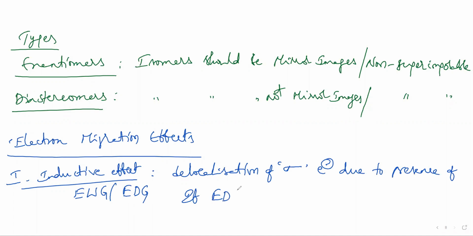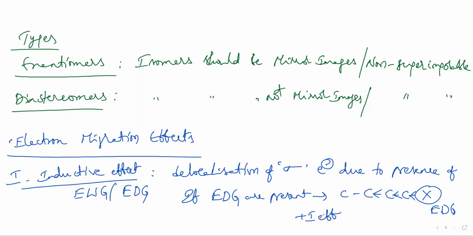If electron donating groups are present, that means C, X. Now let us suppose this X is electron donating. What will it do? It will donate electrons into the carbon chain, so electron density is increased in the carbon chain. This is what we call the plus I effect. This is directly related to electron donating groups. What are electron donating groups? Alkyl group, amine group, methoxy, OR. All these are electron donating groups. Next.